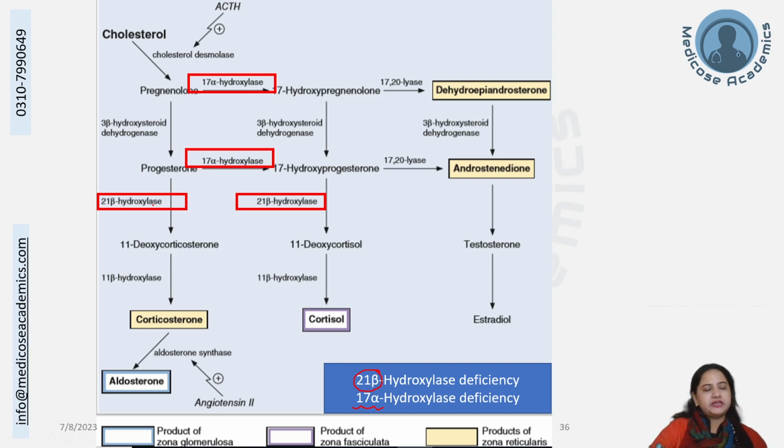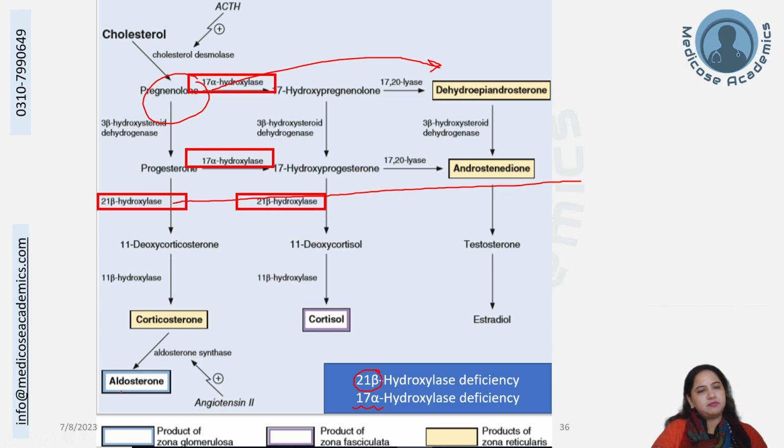If 21 beta hydroxylase is deficient, what will happen? Nothing will be produced below this. All the precursor will be shifted to the production of androgens. There will be adrenogenital syndrome in the females. Males might not have much problem with the androgens, but both males and females will have mineralocorticoid deficiency, glucocorticoid deficiency.